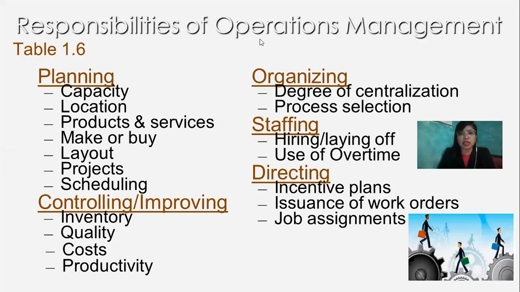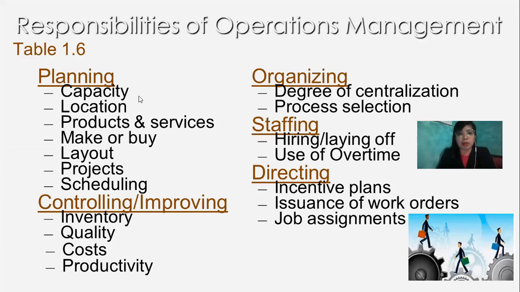The responsibilities of operations management are planning, organizing, staffing, directing, and controlling. For the planning, here are the factors or the concentration of the planning responsibility of an operations manager: the capacity, the location, products and services, make or buy, the layout, project, and scheduling.